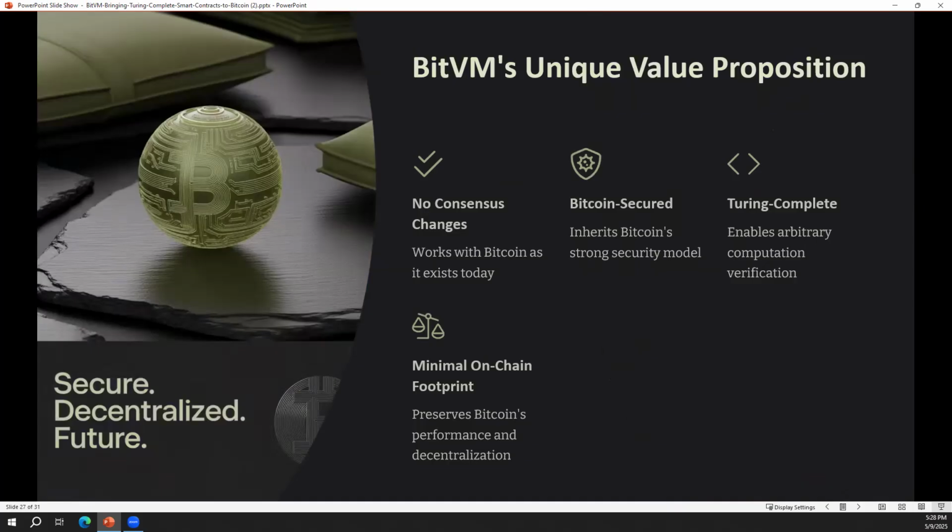So these are BitVM's unique value propositions. There are no consensus changes. It works with Bitcoin as it exists today. It also inherits Bitcoin's strong security model. It also enables Bitcoin to be Turing complete, as it enables arbitrary computation verification, and it leaves a minimal on-chain footprint. It preserves Bitcoin's performance and decentralization.